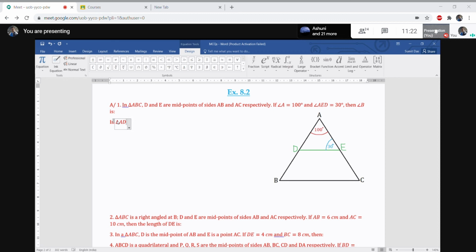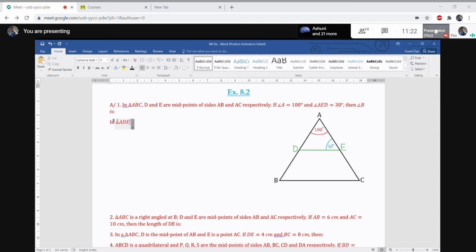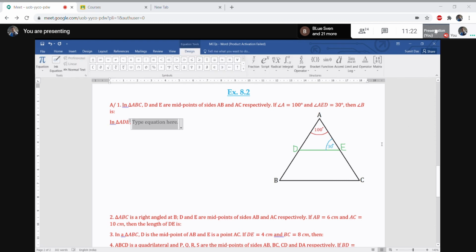So let's write in triangle ADE. Triangle ADE means this small triangle ADE. What will be the value of this angle? Angle ADE. ADE means this angle. It will be equal to 180 degree minus 100 degree plus 30 degree, because other two angles are these. If you simplify this one, it will be 180 degree minus 130 degree, which is equal to 50 degree. Fine.